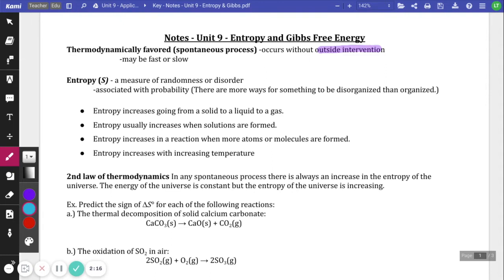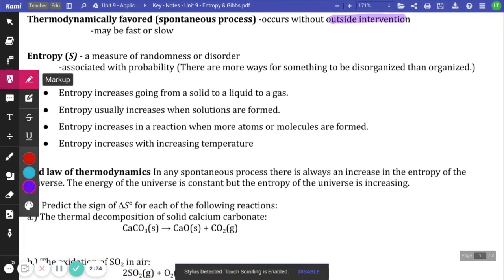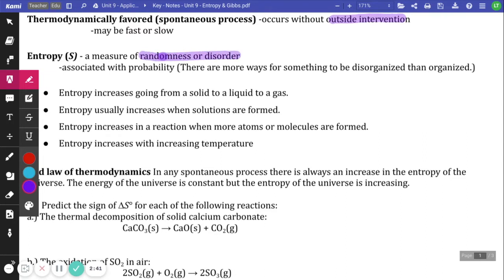All right. Our two big new concepts that we're going to talk about are entropy, which is represented by S, and free energy, which is G. So we're going to start by jumping into entropy and what entropy is. Entropy, or S, is a measure of randomness or disorder. And it's all associated with probability. But just think through this: there are more ways for something to be disorganized than organized. And really, we're going to be looking at how our entropy is changing.